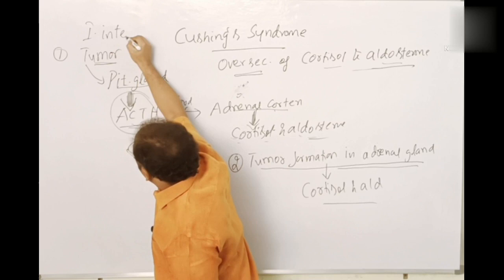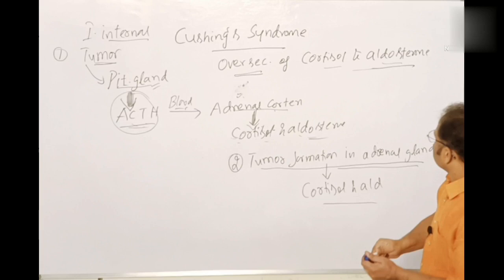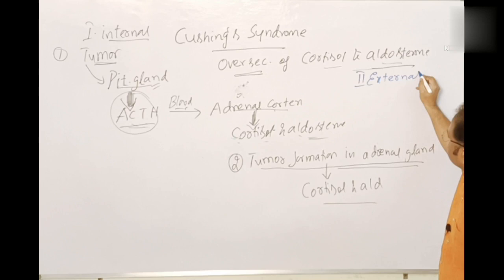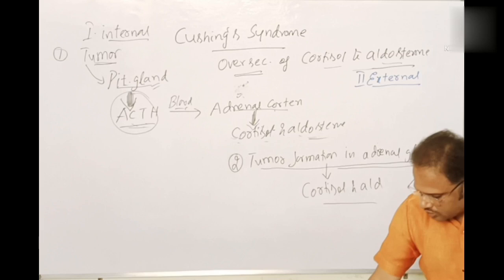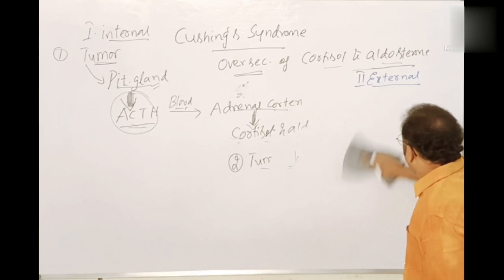And the next one is the external causes. External means outside causes are also there. Okay, what is that? Let's discuss now. A few patients may be undergoing glucocorticoid therapy. This is very important, all of you write it down fast. The patient who is undergoing the glucocorticoid therapy.